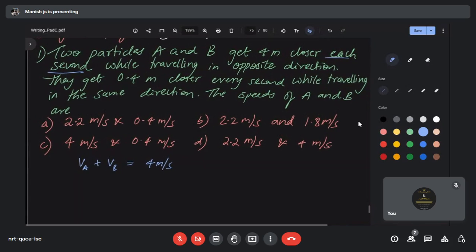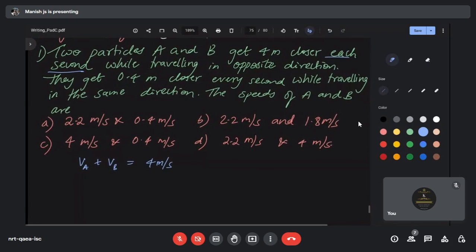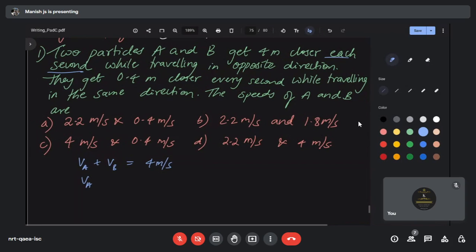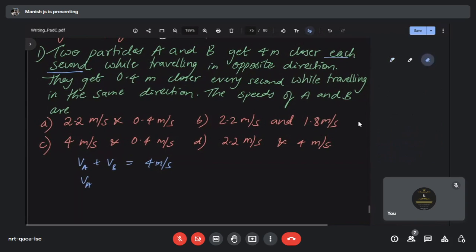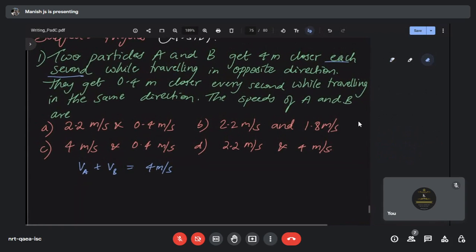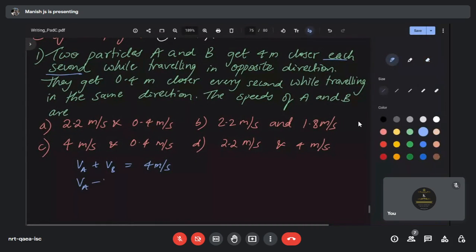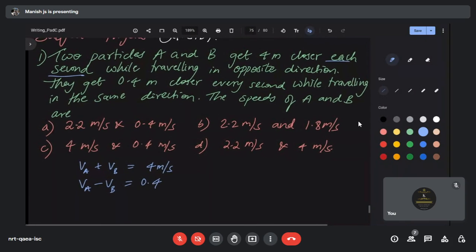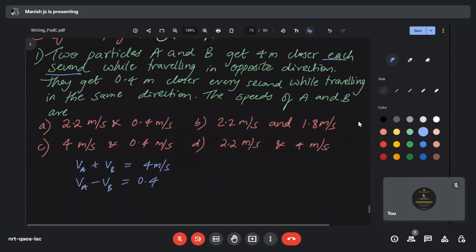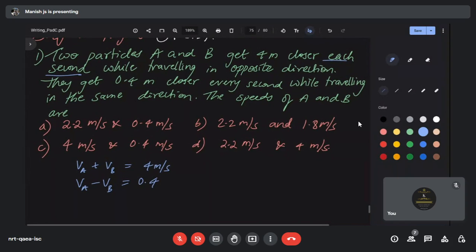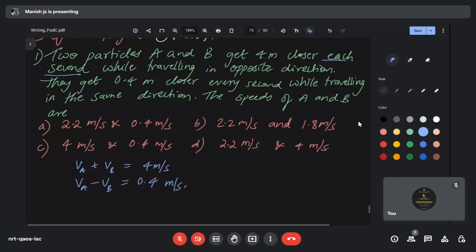Very good. Second statement எப்படி எழுதிக்கலாம்? Can we write VA minus VB is equal to 0.4 meter per second? VB minus VA is equal to 0.4 meter per second. Why VB minus VA? VA minus VB எடுத்துக்கலாம் இல்லையா? So it's not really specific. Yeah, subtract one from the other. So 0.4 meters per second. So relative velocity of A with respect to B.